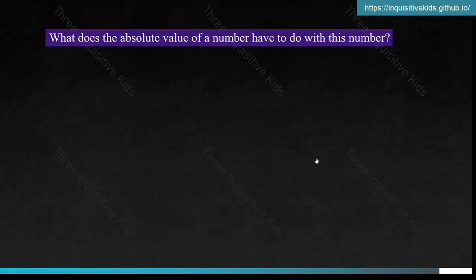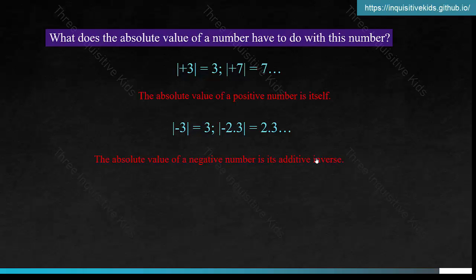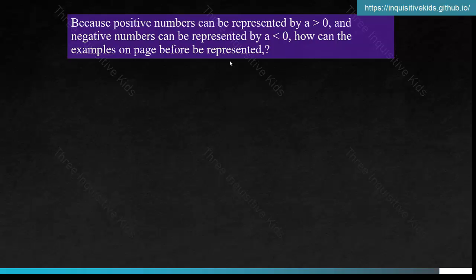What does the absolute value of a number have to do with the number itself? The absolute value of a positive number is itself. The absolute value of a negative number is its additive inverse. The distance from the origin to the origin is 0. Positive numbers can be represented by a is bigger than 0, and negative numbers can be represented by a is smaller than 0. How can the examples on the page before be represented? If a is bigger than 0, then the absolute value of a is a.